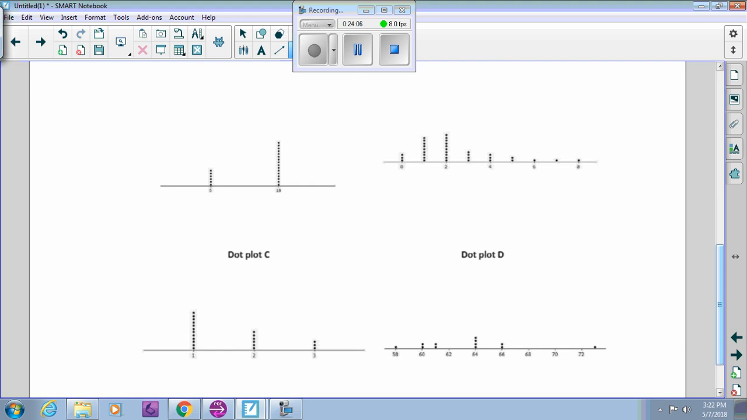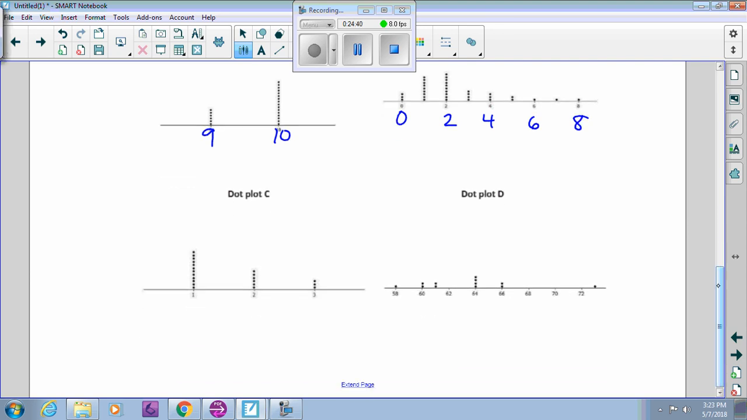Alright, so that's a little hard to see on here. Let me see if I can rewrite some of those numbers for you. Okay, so dot plot A, let's team even in your book. Alright, so this says 9 and 10, and dot plot B says 0, 2, 4, 6, and 8, and then this goes 58 up to 72, and then over here it says 1, 2, 3.